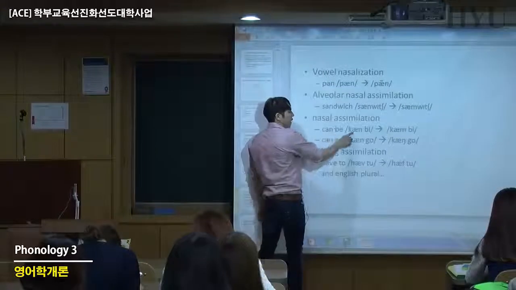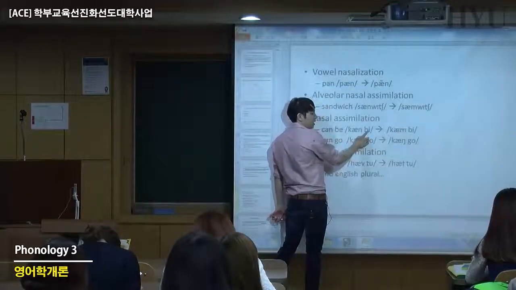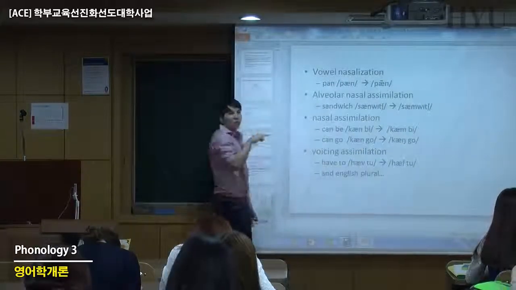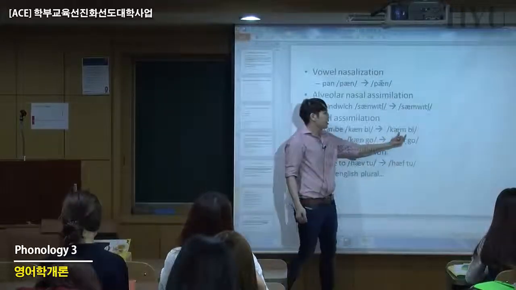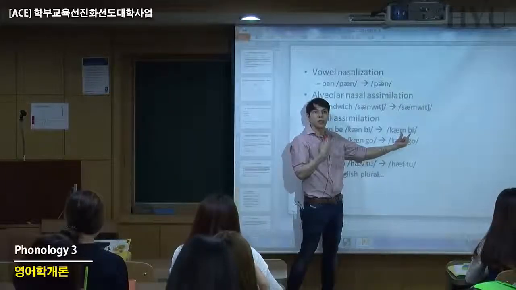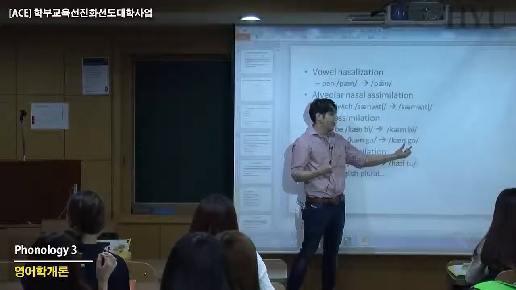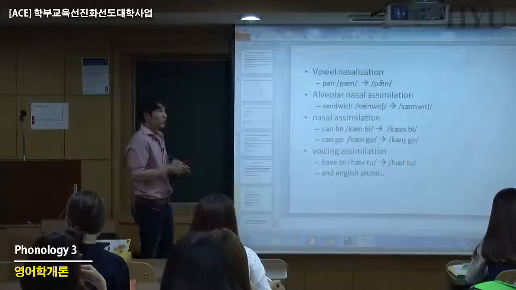In the first one, can be, N changes to M because you expect the bilabial from the B sound, okay? So you can see that the two sounds match in terms of the place of articulation. M and B are bilabial, and N with the tail and G are velar. So they match in terms of the place of articulation, okay?